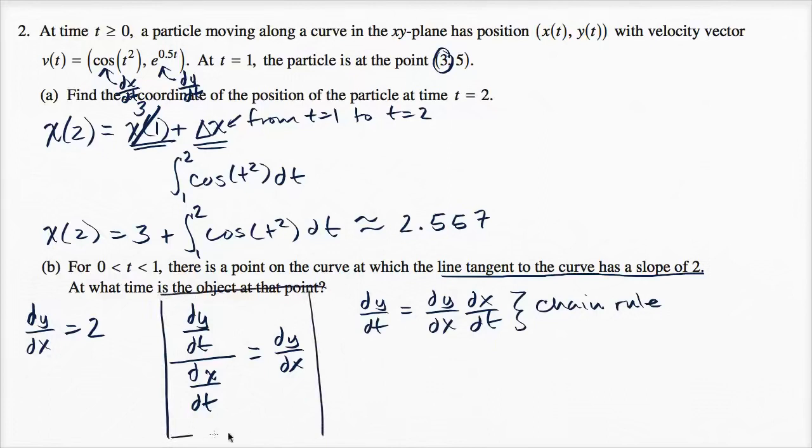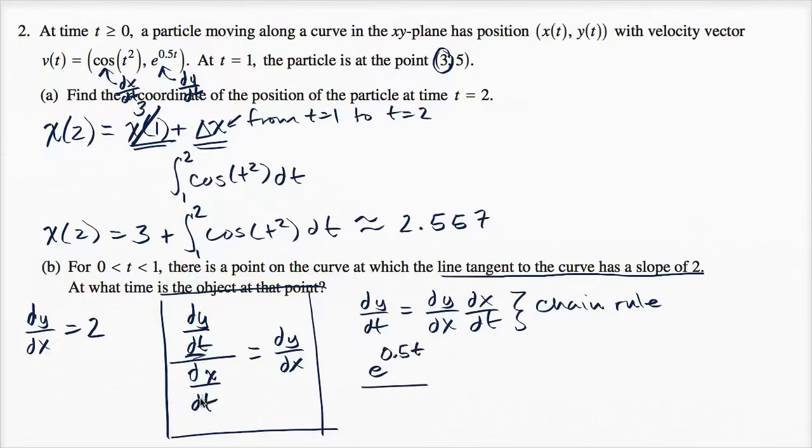Well, how is this useful? We know the derivative of y with respect to t and the derivative of x with respect to t as functions of t. And then we can set them equal to 2 and use our calculators to solve for t. So let's do that. The derivative of y with respect to t is e to the 0.5t.